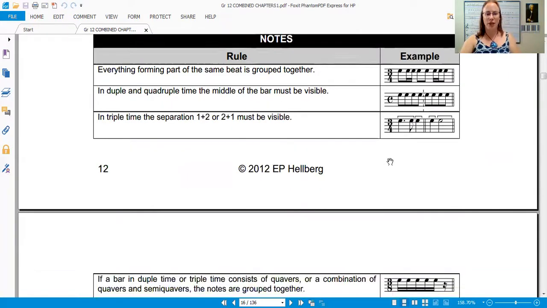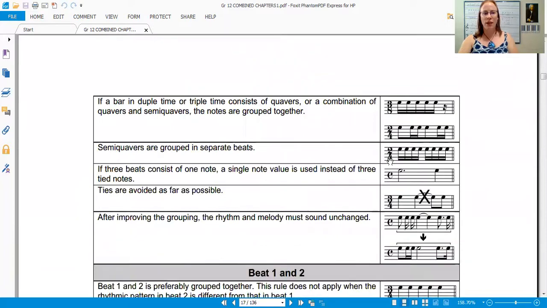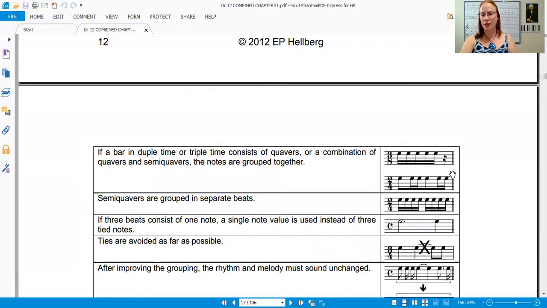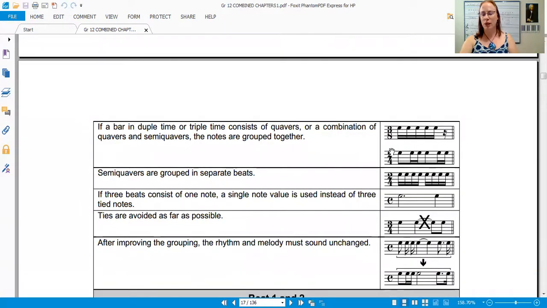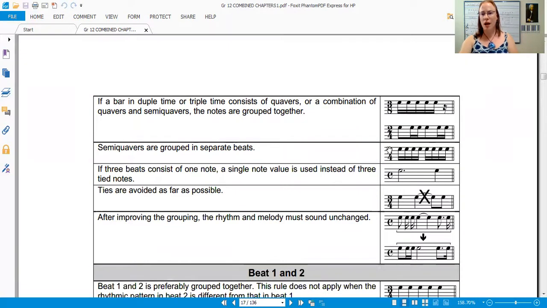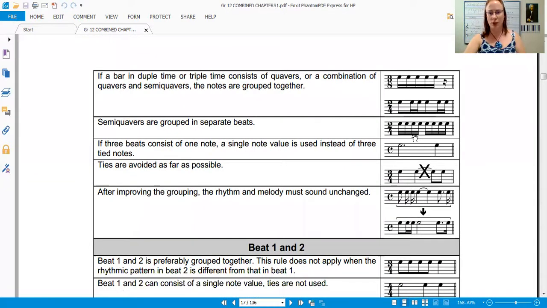Okay, and then if a bar in duple time or in triple time consists of quavers, or a combination of quavers and semiquavers, you can group it together. You can see it there, and there's a combination. However, the rhythm needs to be the same in the 2 beats. So if you're going to have a quaver, 2 semiquavers, 2 semiquavers, and then a quaver, you would split it into 2 separate beats and group them separately.